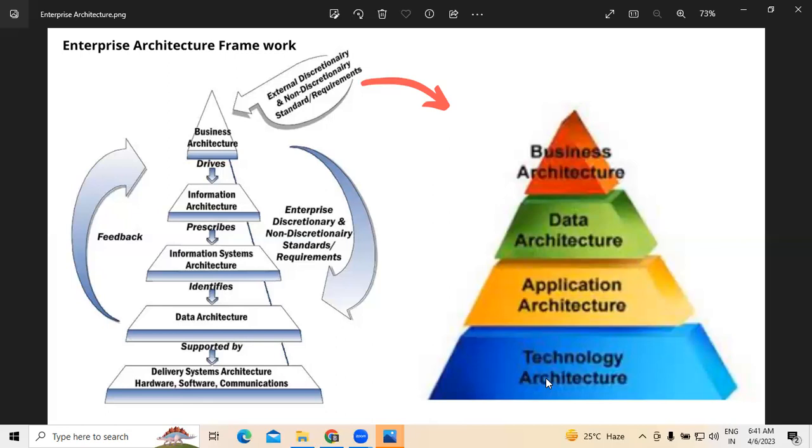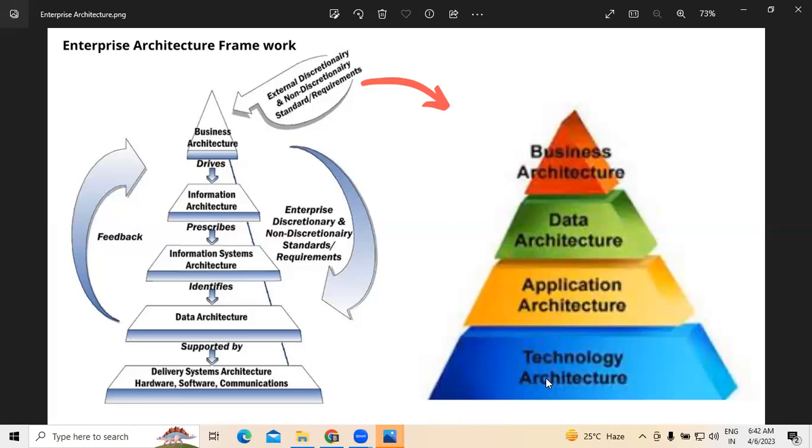If you see the enterprise architecture framework, there are four different architectures under enterprise architecture. The first is business architecture. The second is data architecture. Third, application architecture, followed by technology or systems architecture. These are the four architectures under enterprise architecture, because enterprise architecture is a high-level view, so it contains four different things. One is business architecture, second is data architecture, third is application architecture, fourth is technical architecture.